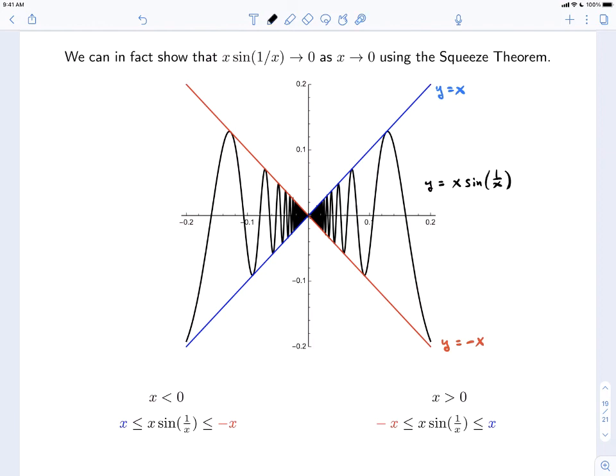So we know that sine of anything is always between 1 and -1. So if you multiply it by x, then you either end up with this set of inequalities if x is positive, or this one if x is negative. It's the same thing, but x is negative, so you have to change the direction of the inequalities. Either way, you have x times sine of 1 over x squeezed between two terms which are going to 0. And as a result, the thing in the middle has to go to 0 as well, by the squeeze theorem.